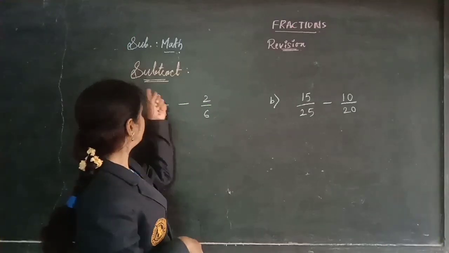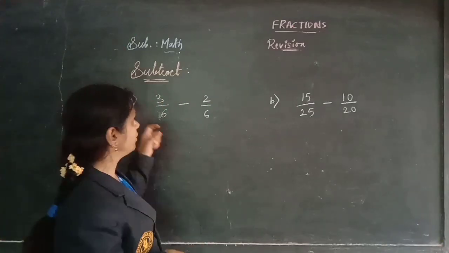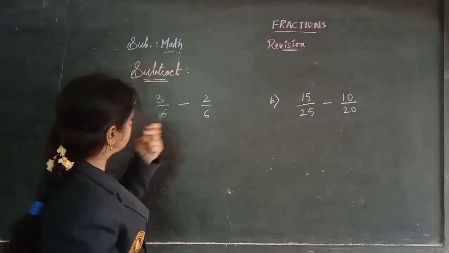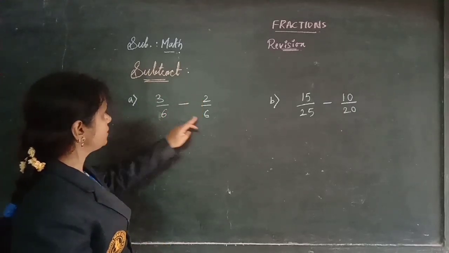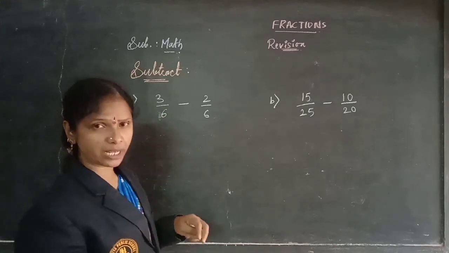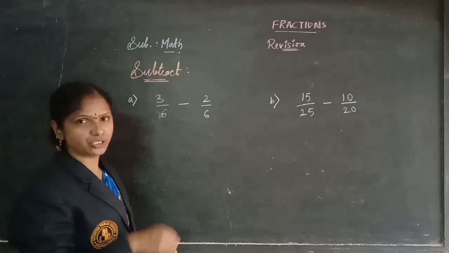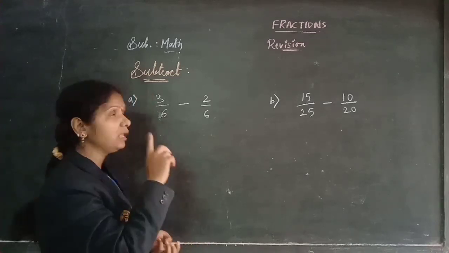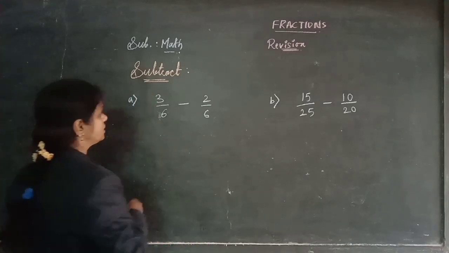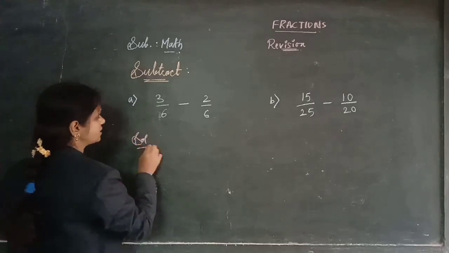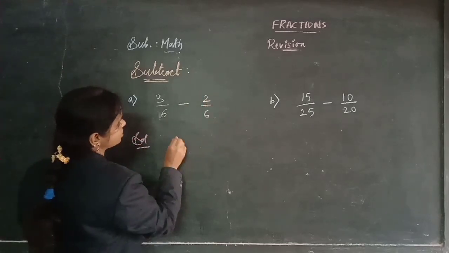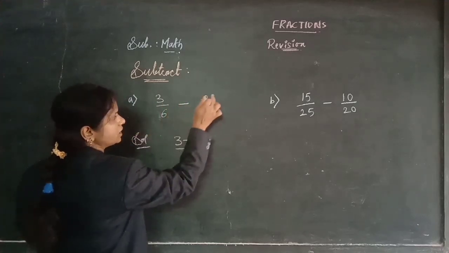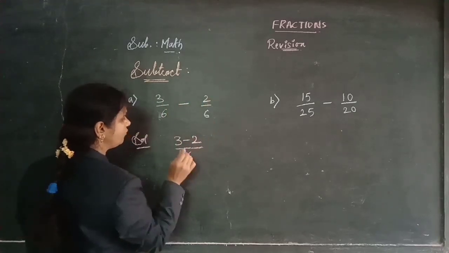Yes children, next is subtraction. Come on, have a look at these problems. 3 by 6 minus 2 by 6. Now observe carefully, children. The given fractions are like fractions. Like fractions means you can add or subtract directly with the numerators. See here, 3 by 6 minus 2 by 6. Now directly you can subtract the numerators, which are 3 minus 2. And the denominator we need to write one time.